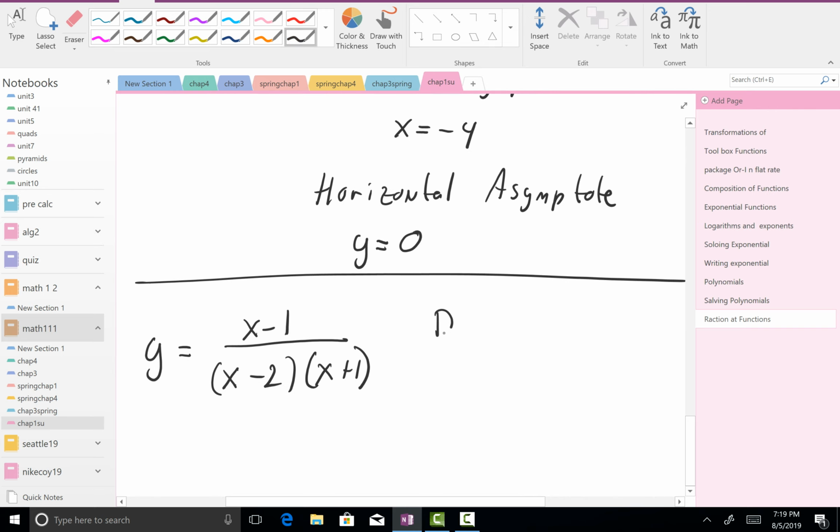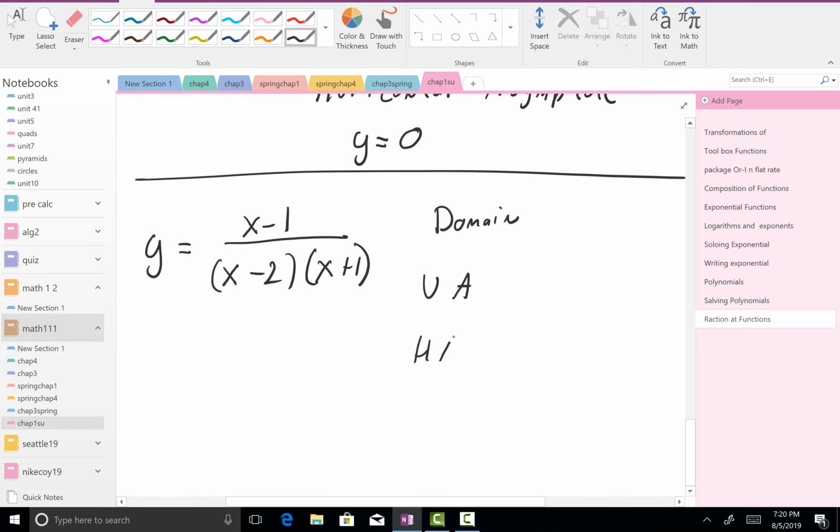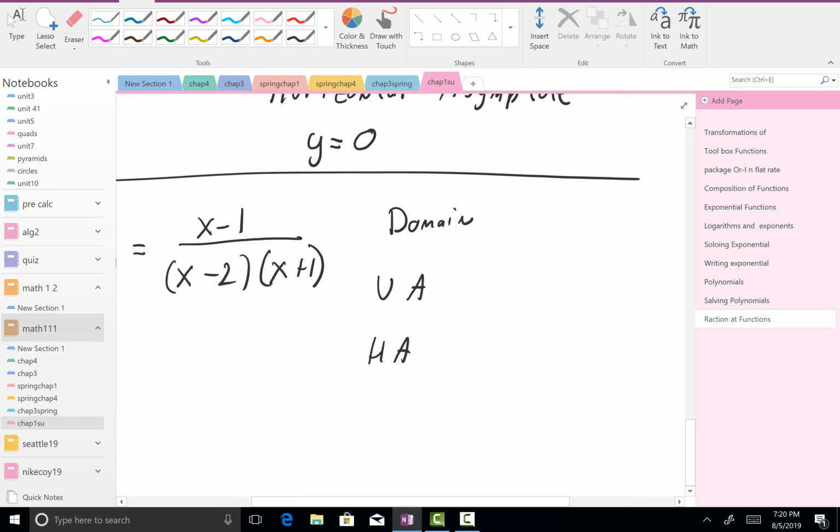Okay, here we go. Domain. Vertical asymptote, I'm just going to abbreviate it VA. HA for horizontal. Okay. What's the domain? What can't x be? 2 and -1.